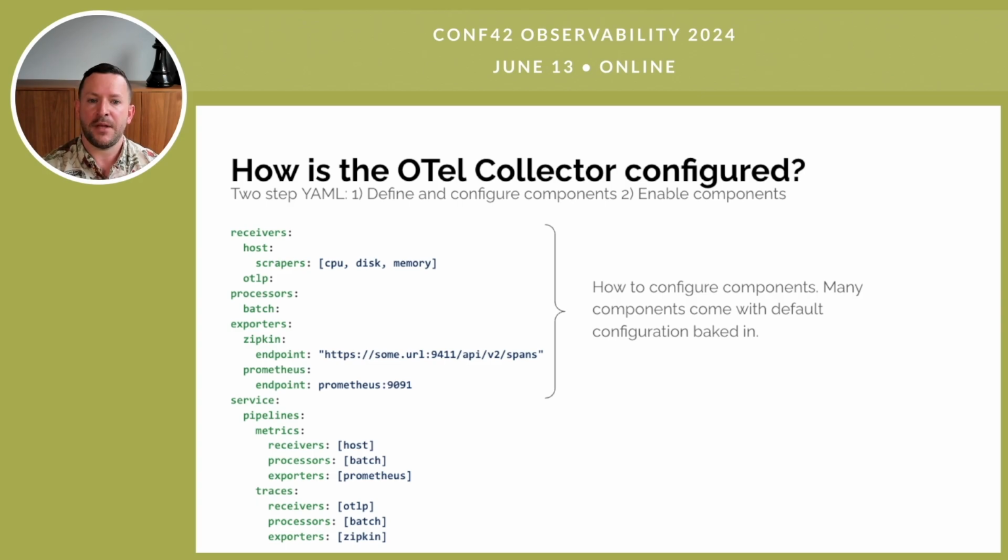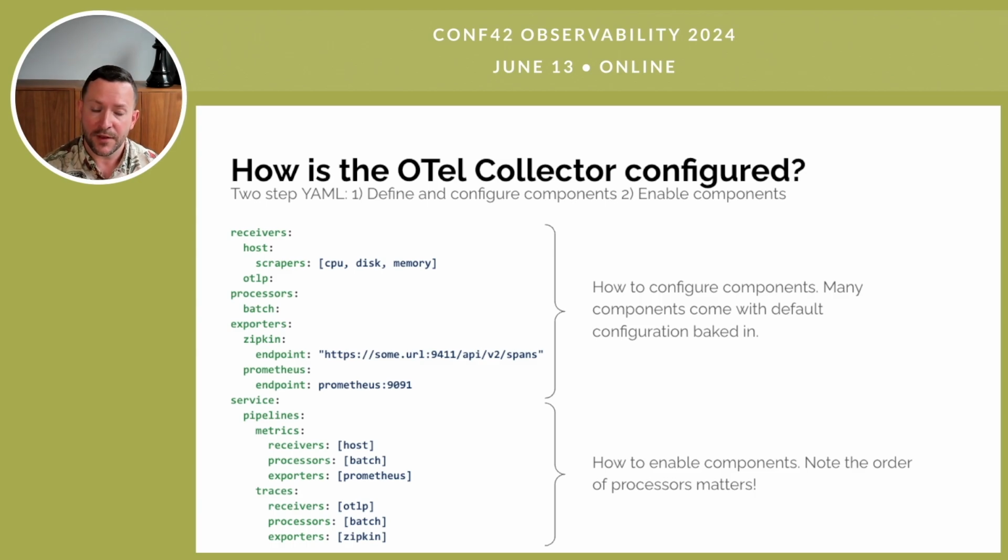Now, just defining these and configuring them doesn't actually enable it. So the next step here is actually to define what's called a service pipeline in the collector. And service pipelines are signal specific. So you'll see examples here of both metrics and traces. And that's where you actually define which receivers, processors, and exporters, or even connectors, are at play here. So if we look at the metrics example for a second, it's going to take that host receiver, do some batch processing, and then export it via Prometheus. You can see a similar example for traces.